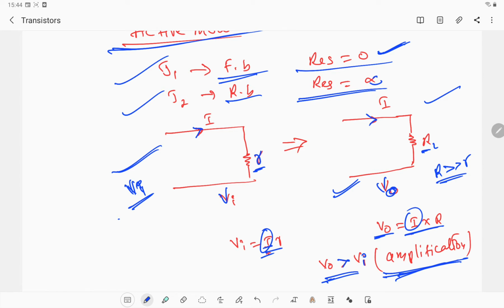Here amplifiers are of different types. In a current amplifier, current is increased. Here voltage is increased, that is nothing but a voltage amplifier. If the power is increased, that is nothing but a power amplifier. Therefore, the transistor acts as an amplifier and a switch. This is the reason the transistor acts as an amplifier.